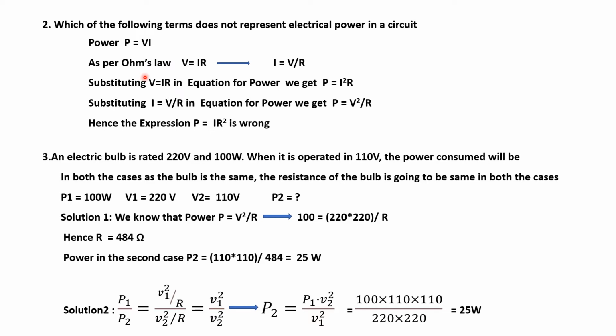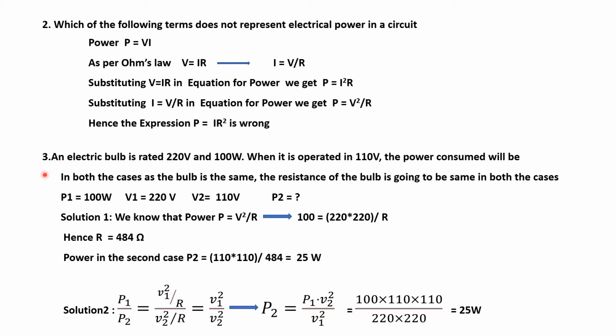And as per Ohm's law, we know that voltage V is equal to current I into resistance R. This can also be written as I is equal to V by R. So substituting V equal to IR in the power equation, we get power P is equal to I squared into R. And substituting I equal to V by R in the power equation, we get power P is equal to V squared divided by R. Hence the expression P equal to I R squared is wrong.